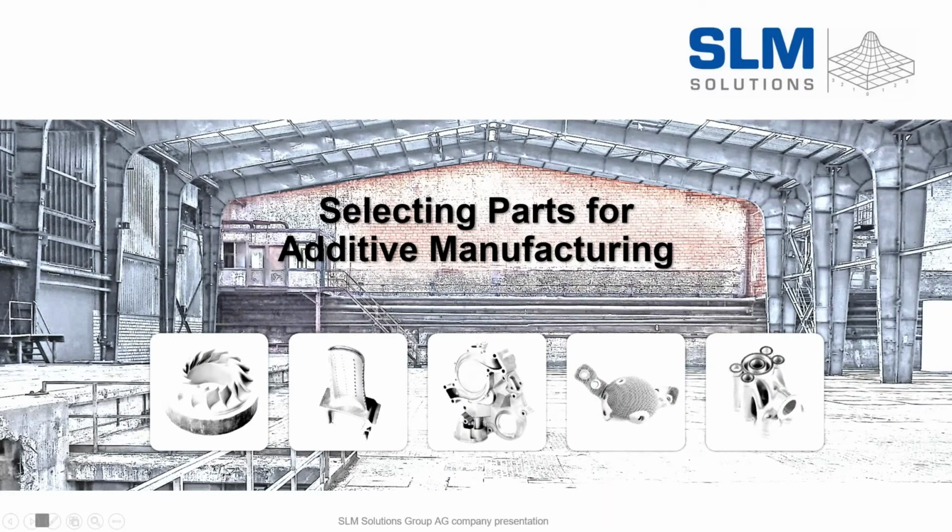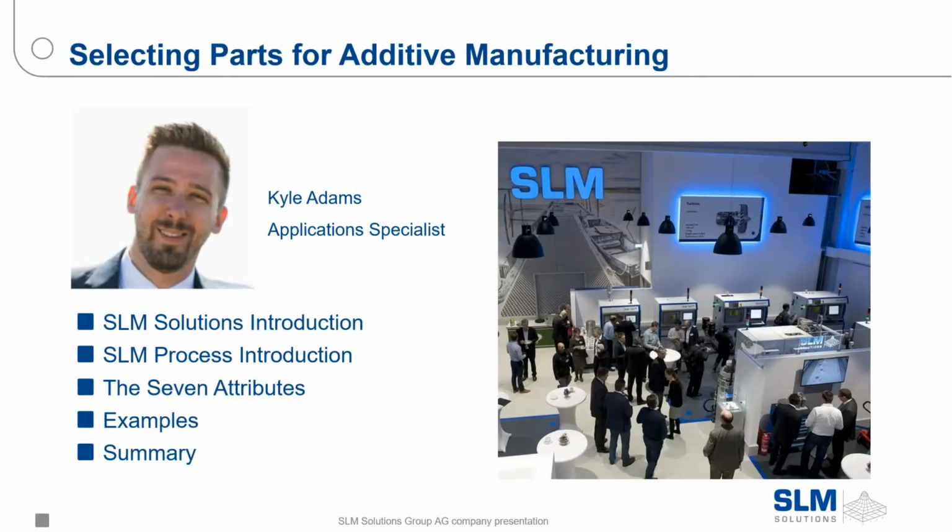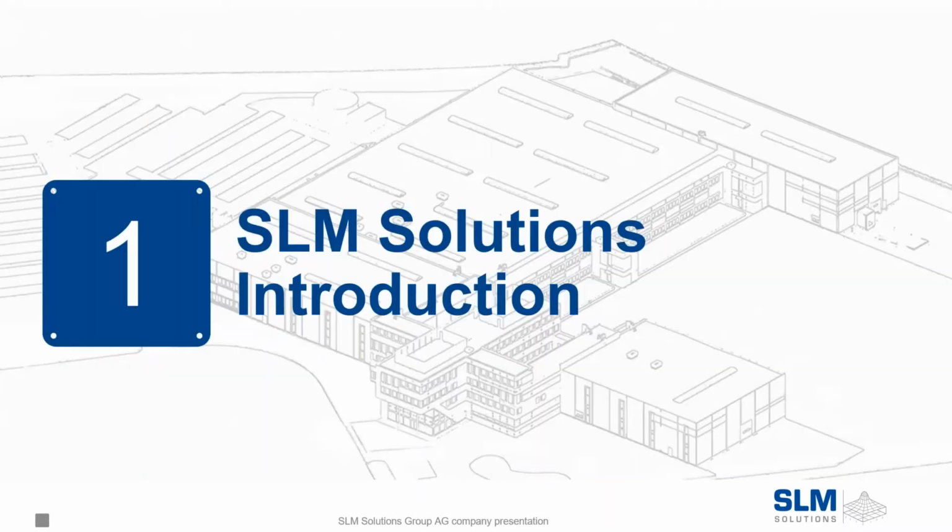Okay, thank you, Brad. As Brad said, this is a webinar on selecting parts for additive manufacturing. My name is Kyle Adams. I'm an application specialist with SLM Solutions. I've been at the company for 3 years here in October. SLM Solutions, we provide the metal 3D printer, so we are a machine provider. What we're going to go over here is the 7 attributes for selecting a metal additive part. And we're going to go over some examples in a summary.